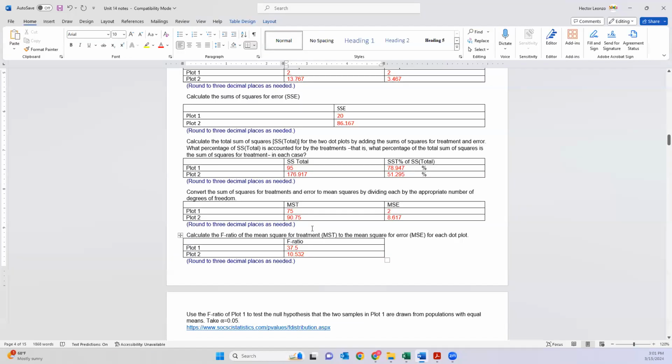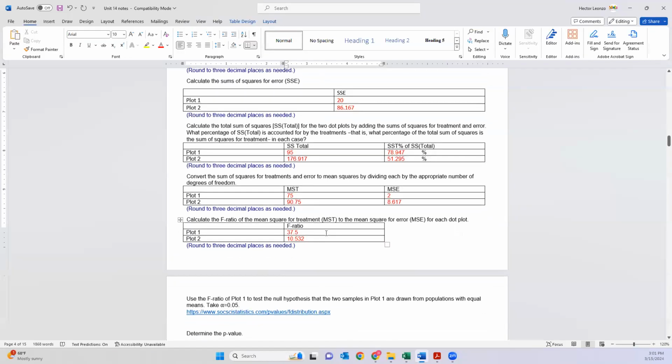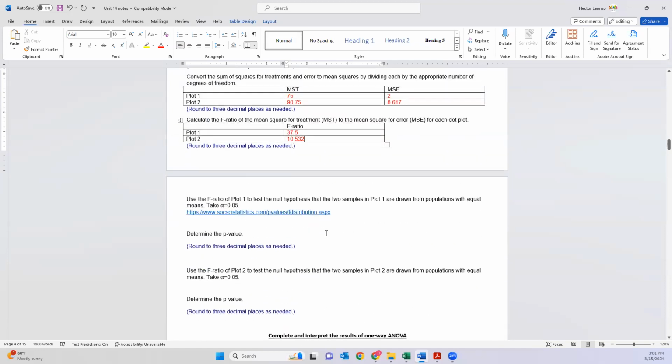Okay, use Excel as a calculator. I don't need Excel for the next few questions. Let's see here: use the F ratio of plot 1. Notice my F ratio is 37.5, to test the null hypothesis that the two samples in plot 1 are drawn from populations with equal means, and then take our alpha to be 0.05. Now here I gave you guys a website. I want you guys to use this website.